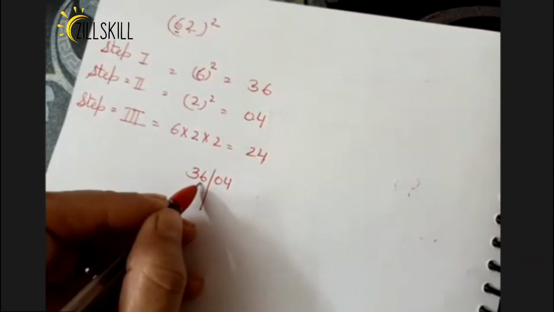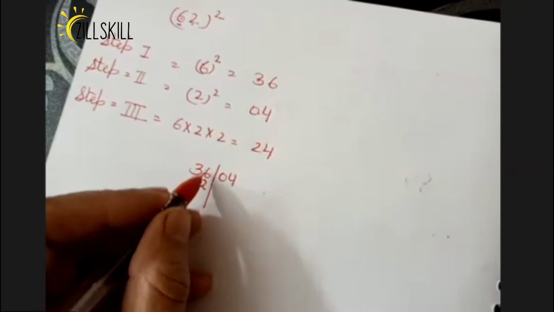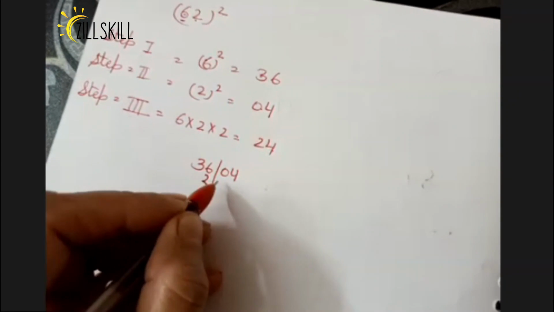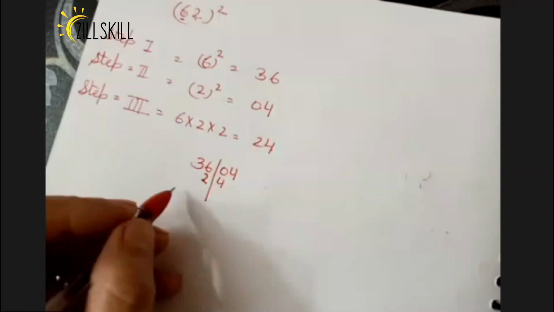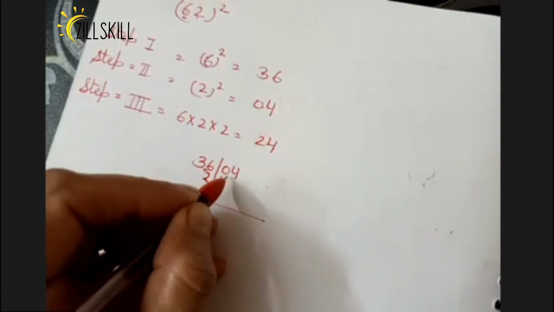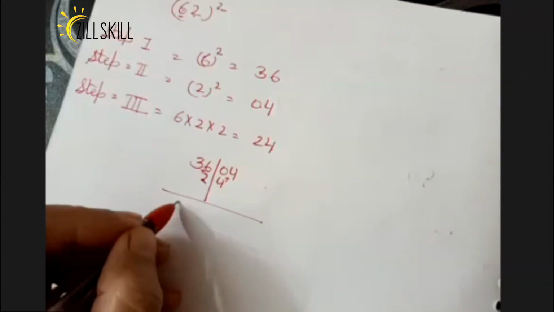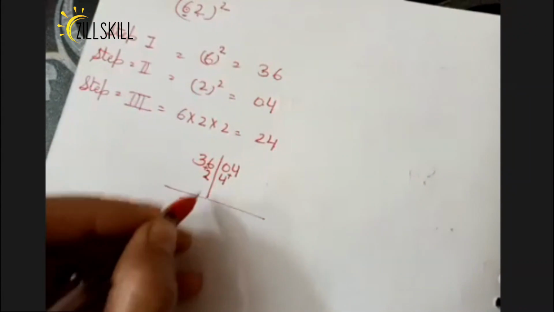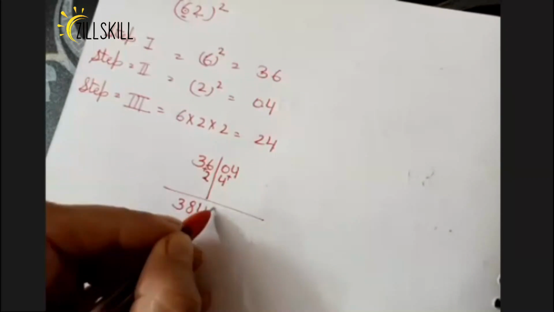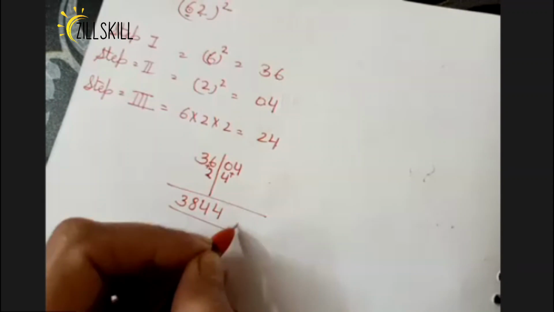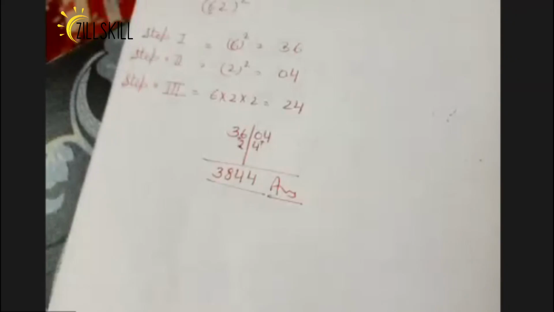The 24 goes in the partition, tens place here and unit place here. And add both. So the first is 3, the second is 8, that is 4, and that is 4. The answer will be this. Got it?